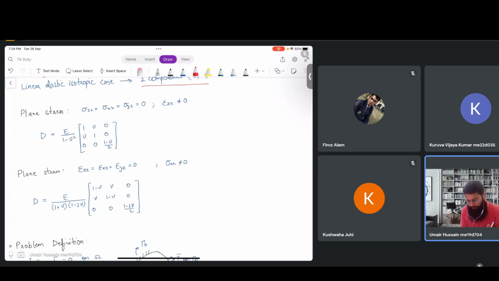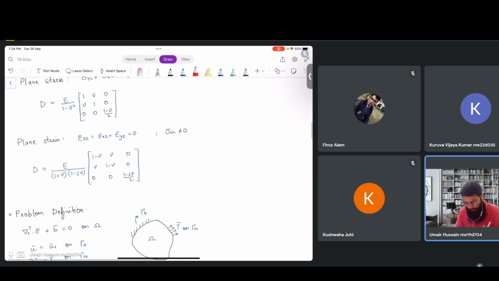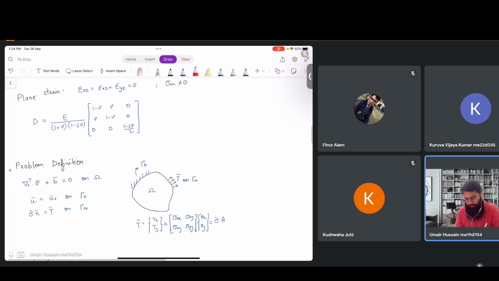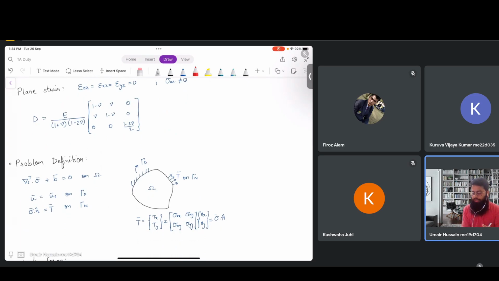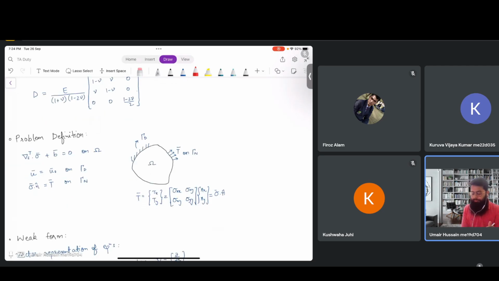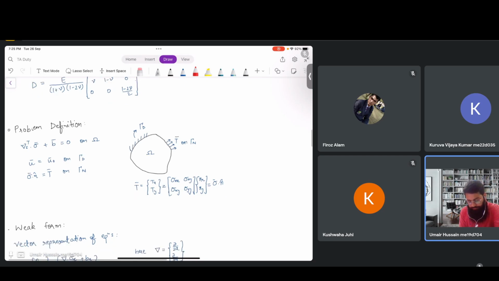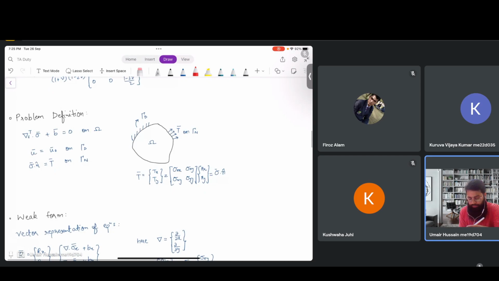Okay, now if we sum up all this, we can define the elasticity problem by this statement. So we write the equilibrium equation, and we define the boundary condition. As usual, a part of the boundary is where we specify the Dirichlet boundary condition, and there's another part of the boundary where we specify the Neumann boundary condition. So the Neumann boundary condition here is known as traction, which will again have two components, Tx and Ty.